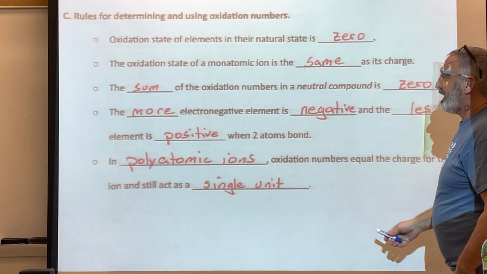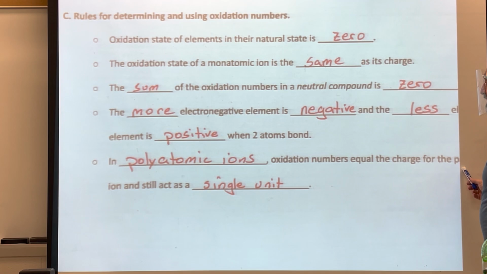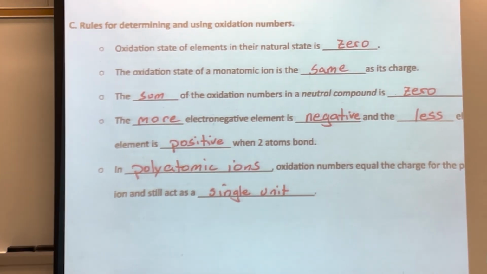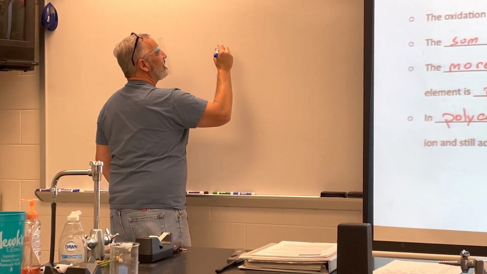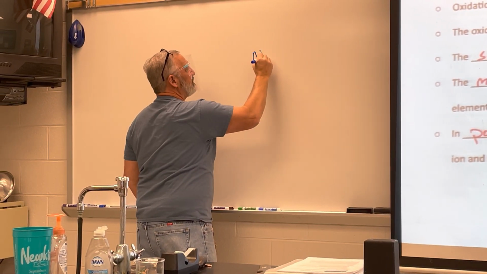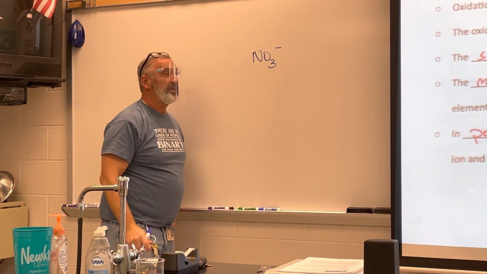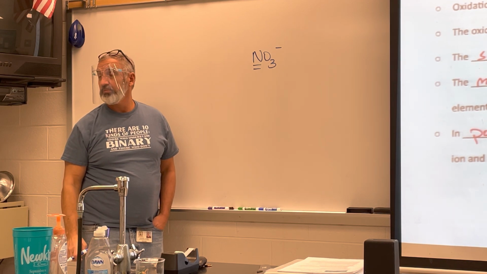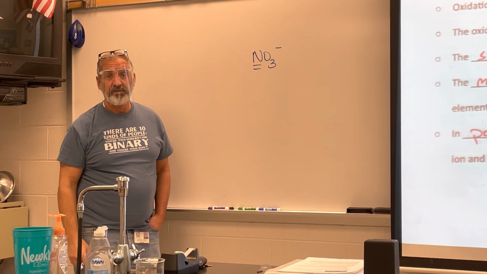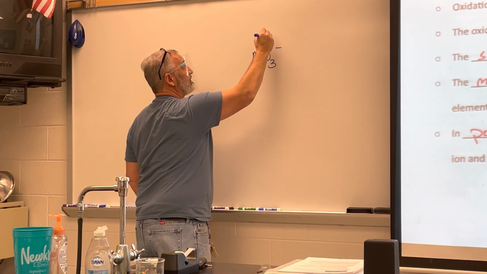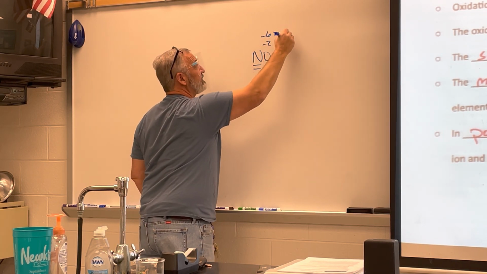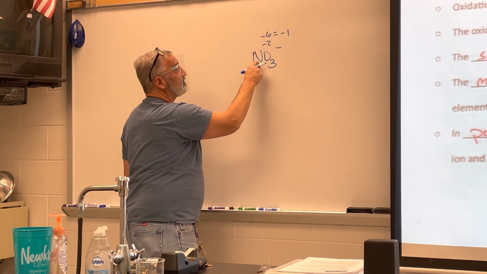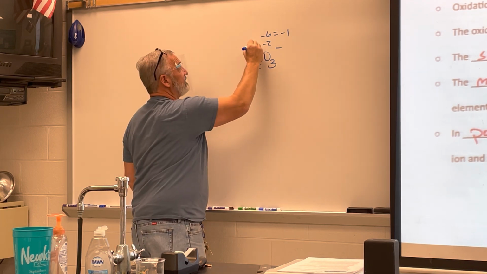Okay? And in polyatomic ions, the oxidation number equals the charge of the ion. Now, if I look at NO3 minus, and I want to know what's the oxidation state of nitrogen in this ion, well, what do we know oxygen is? -2. We have 3 of them, so it's -6, but this time it has to add up to -1, whatever the charge is on the ion. So nitrogen must be +5.